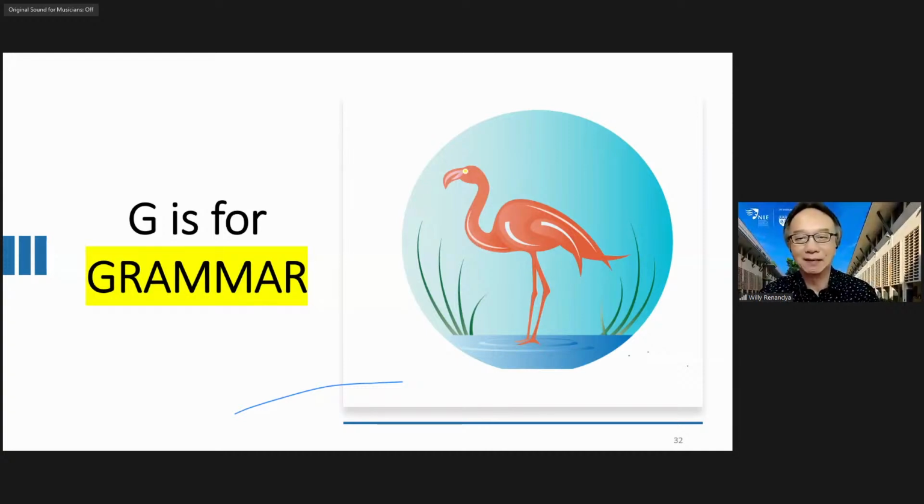Very good. Yeah, G is for grammar. Remember I said early on, is grammar important? The answer is yes, grammar is important. Is vocabulary important? Yes, vocabulary is important. Between the two, vocabulary is more important. So what am I doing now? Sharing with you principles about the teaching of grammar.